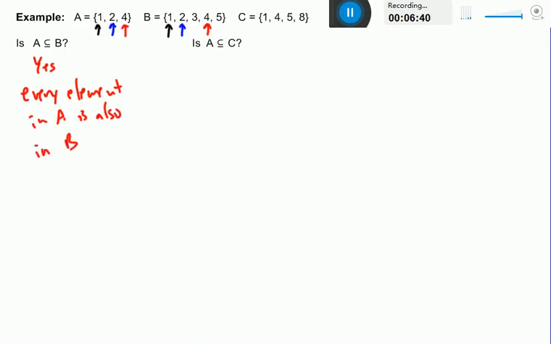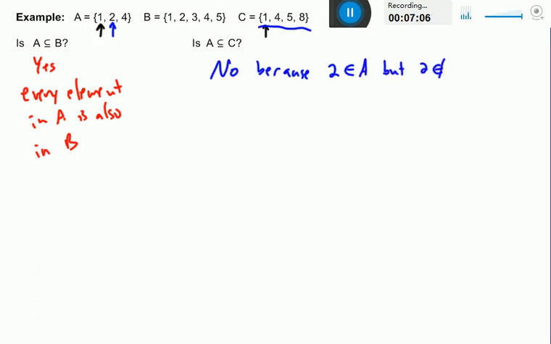Now, if we decide to do the same thing for A being a subset of C, let's clear these out. We start with the number 1. The number 1 is in C. When we get to the number 2, we don't see 2 anywhere in C. So we can say no, because 2 is in A, but 2 is not in C. So if you're going to answer yes or no for a subset, you should give some sort of justification. This would be sufficient.